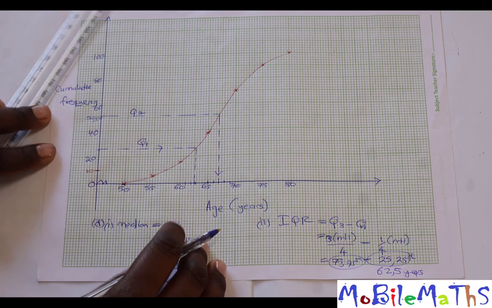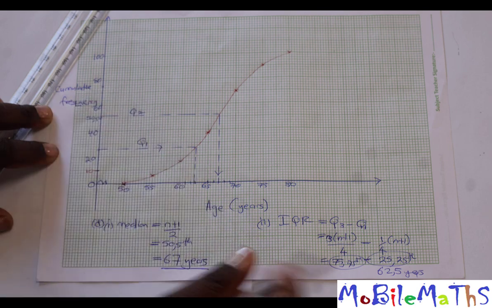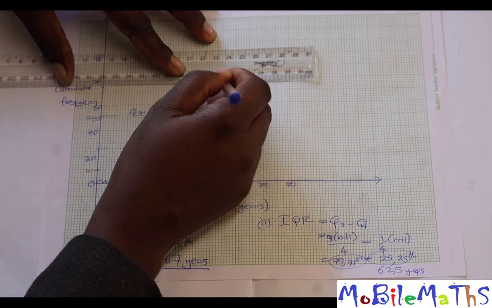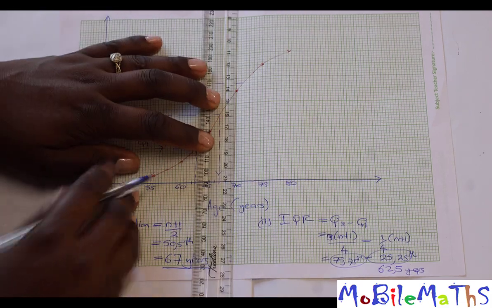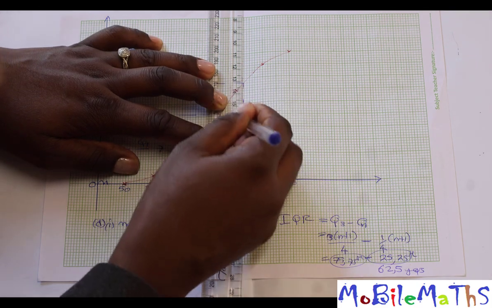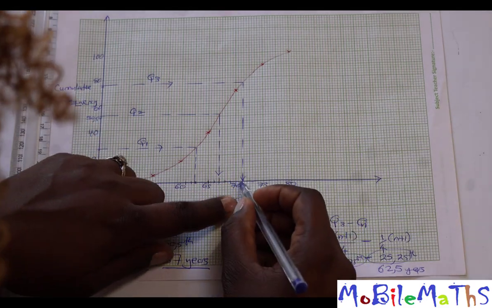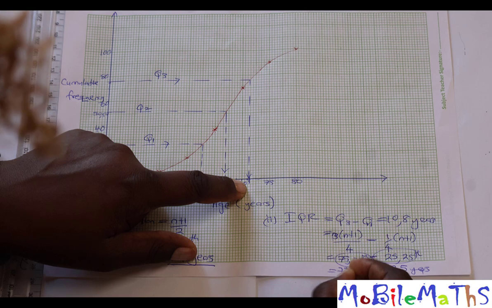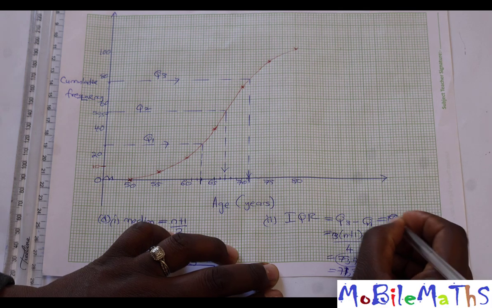Then we go for the other, Q3, which is 75. 0.75 is closer to the other line. So I'll draw my horizontal line. Okay, so this is my Q3. Then when it meets the curve, I draw a vertical line. Where it touches here, that's where I have my years. So here I've got 71.5. This is 71.3 actually. Okay, 71.3.